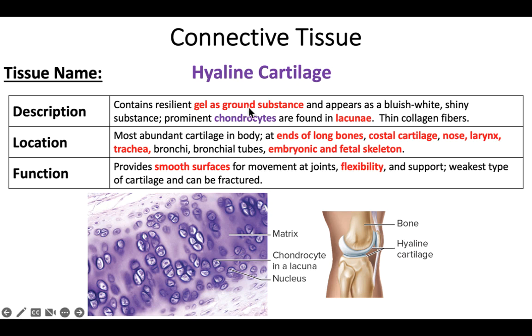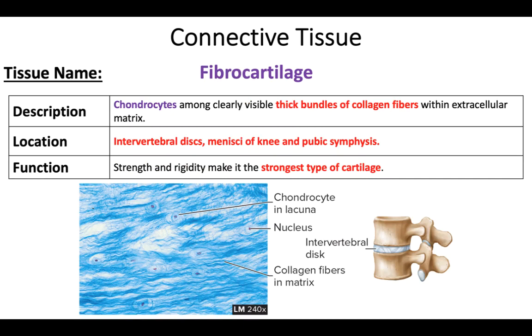So you'll notice function: smooth surface at joints, flexibility but support, and it actually can fracture. So a lot of times when someone, say, breaks their nose, it's not a bone that breaks. It might be the cartilage of the nose. And you can also break that costal cartilage that's attached to ribs. So that's hyaline cartilage.